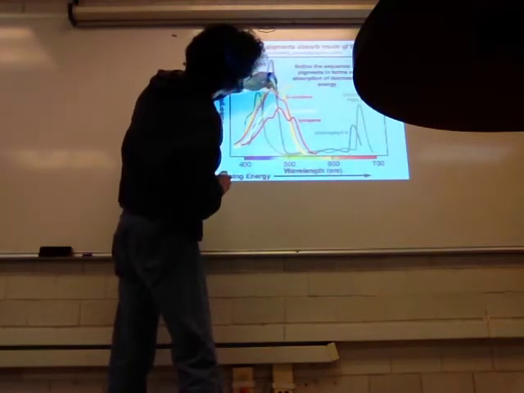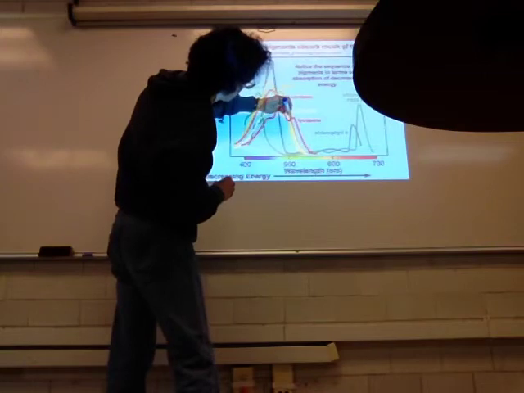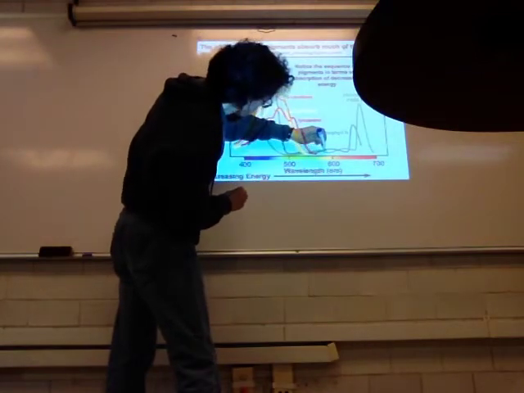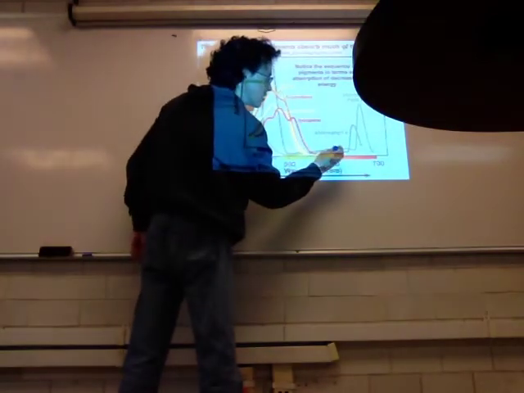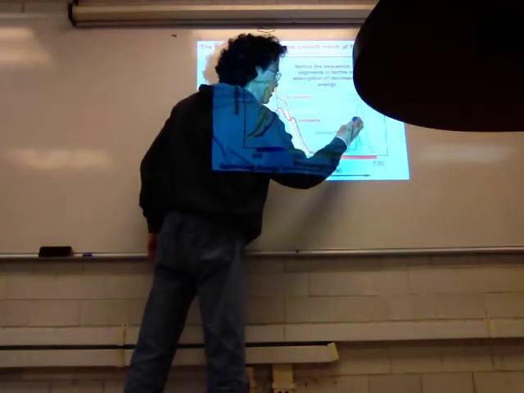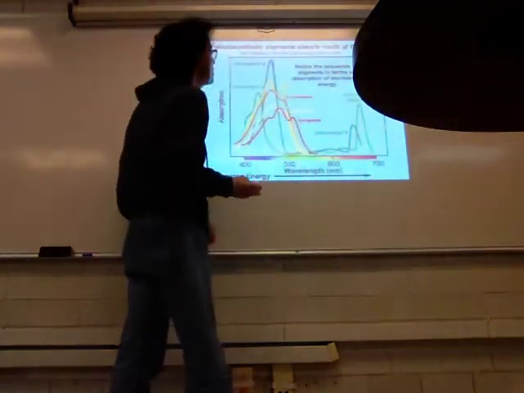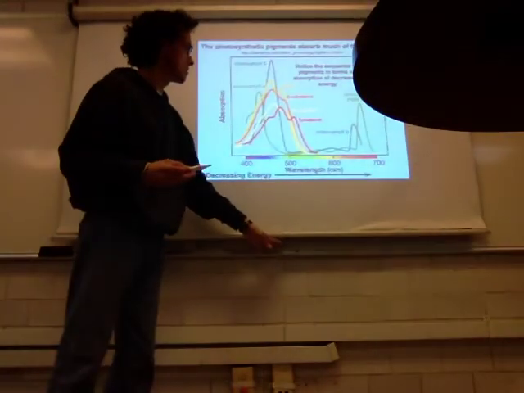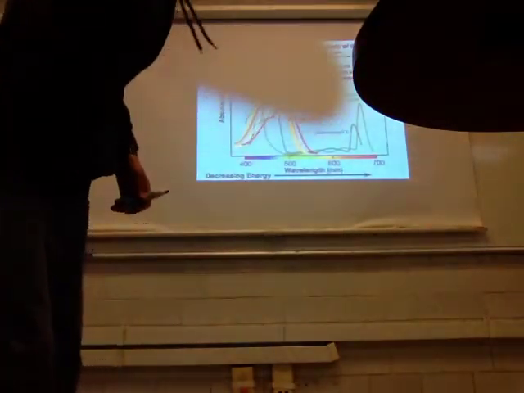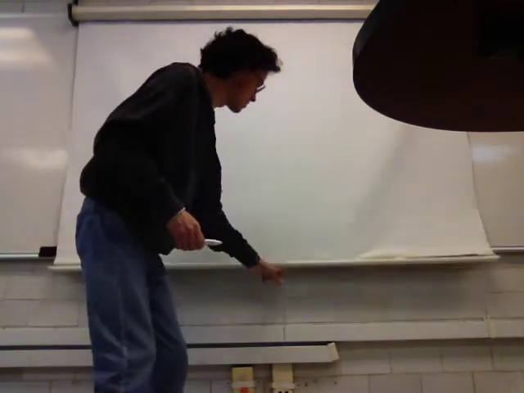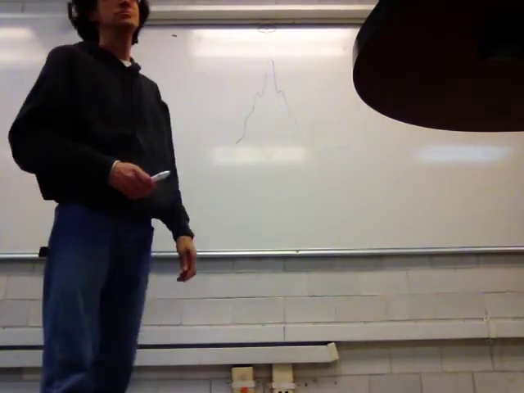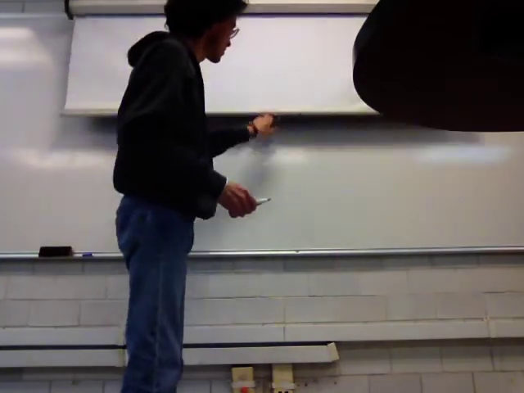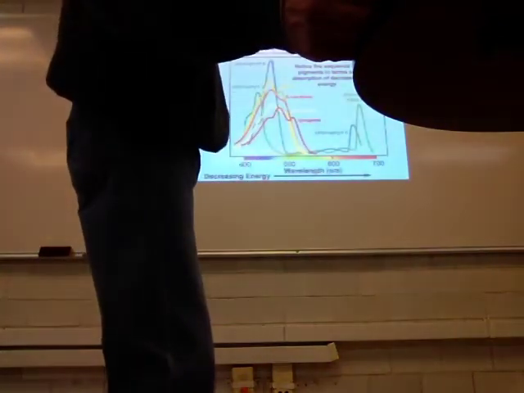Si uno hace un extracto de jugo de planta y corre el espectro, sale esto. Sale así, se ve. Dibujar las coordenadas. Ahí está.